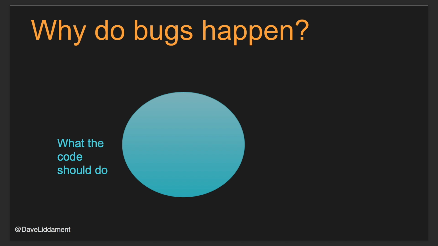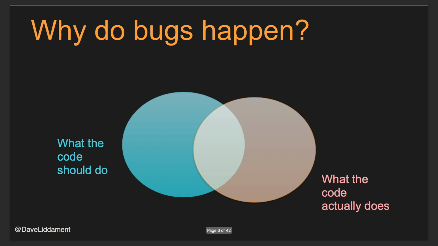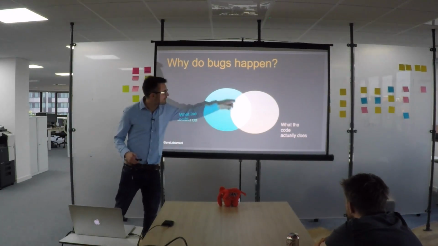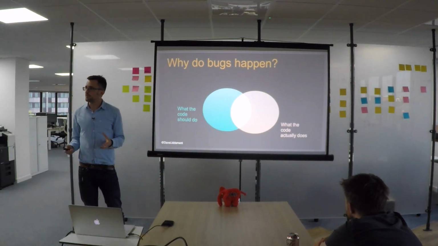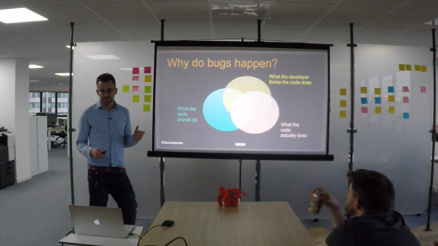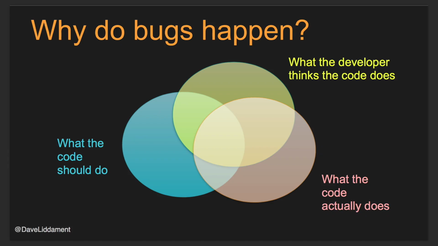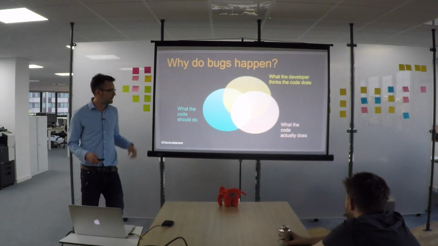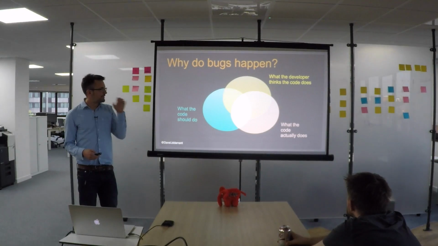I thought, the first thing is, this is what the code should do. It's probably what the code actually does. And where we don't have this crossover, that's obviously where bugs could be. And to finally add into the confusion, this is probably what the developer thinks the code does. And the crossover of all three of them is actually quite limited, which is a problem.